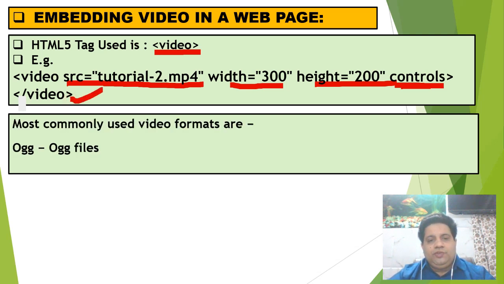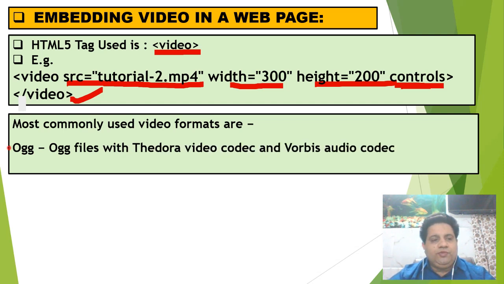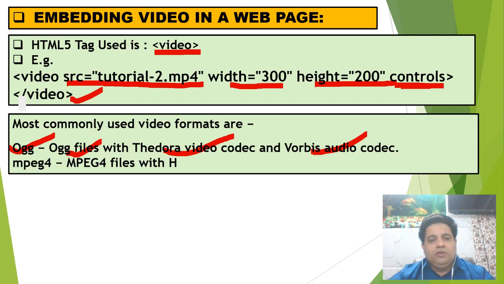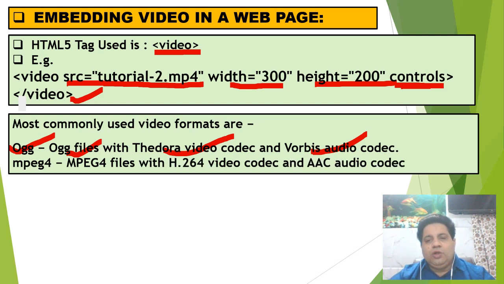Most commonly used video formats are, now HTML5 currently supports only two types of video formats. One is OGG files with Theora video codec and Vorbis audio codec. Another is MP4, MPEG4 files with H.264 video codec and AAC audio codec.